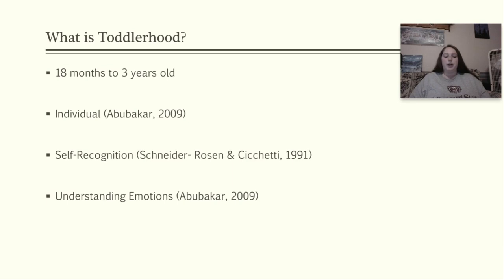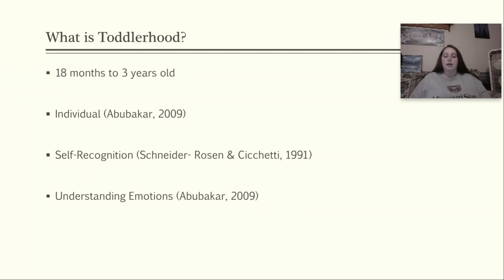According to Abubakar, at 18 months old, a child begins to see themselves as their own individual person in the world. This will trigger an overall growth in the whole child's development, specifically cognitive and emotional development. During this time frame, children will also begin to develop their own view of themselves, both physically as well as emotionally.